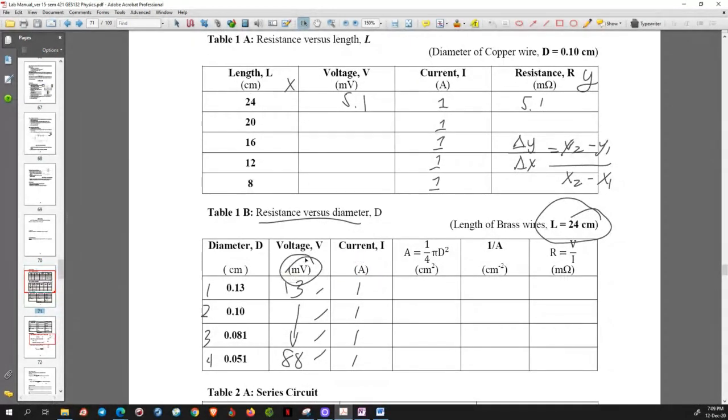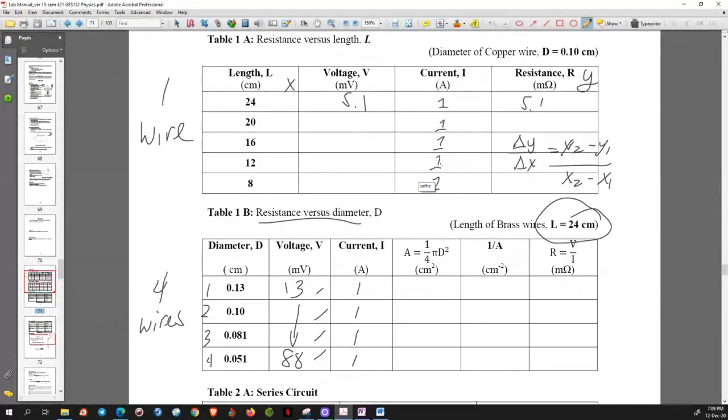How do I know? How do you know? I told you this in the beginning. If you have one wire, you will do table 1A and you will see it there. If you have 4 wires, you will see table 1D in your exam paper. You will get only one table. Okay? Is that clear?